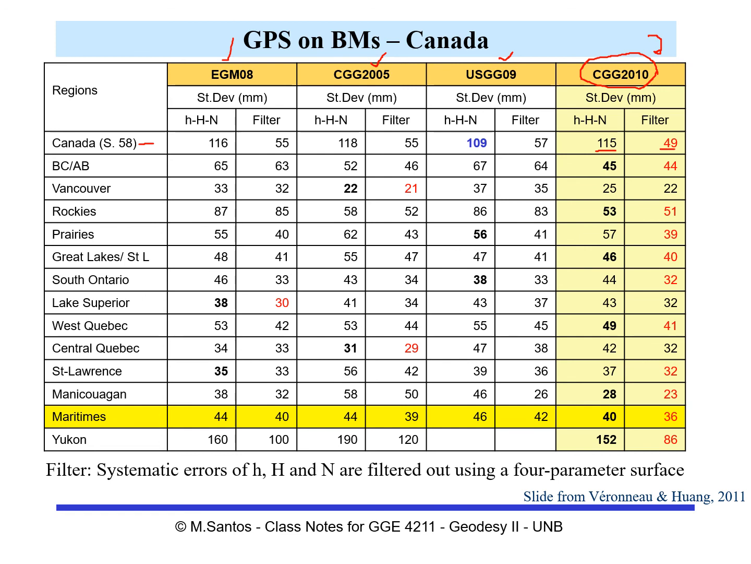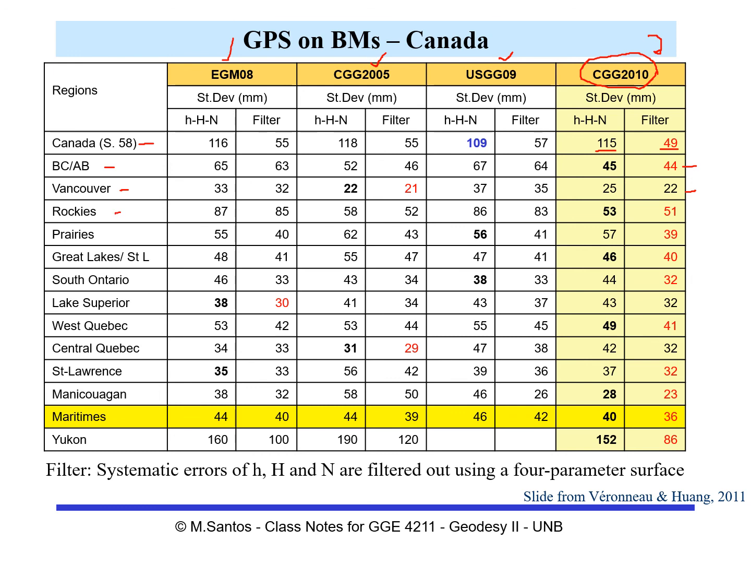Now, the authors of this study did a filtering of the data, and they got a final value of 49 millimeters. So that's basically 5 centimeters. For BC and Alberta, they got 45. They don't differ that much. Vancouver, just the region of Vancouver, it's 22 millimeters. So we're talking here about a centimeter level geoid.